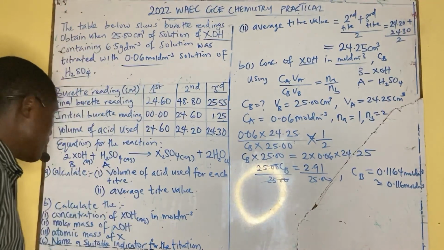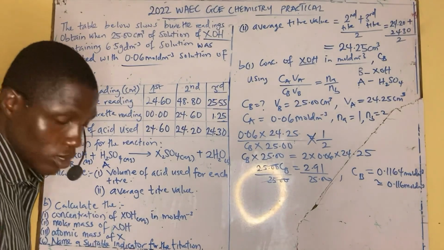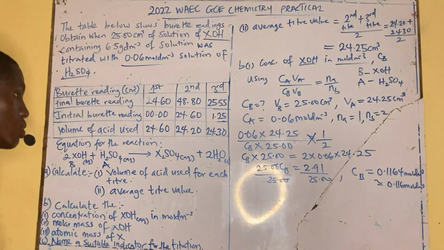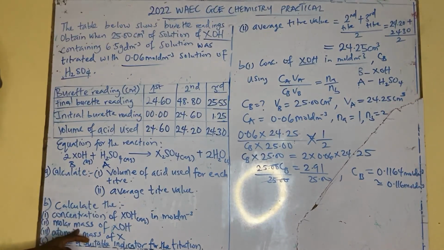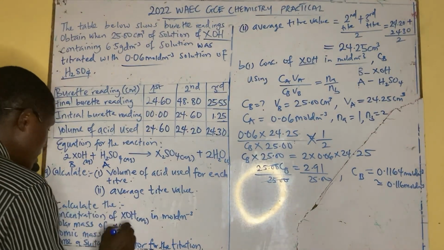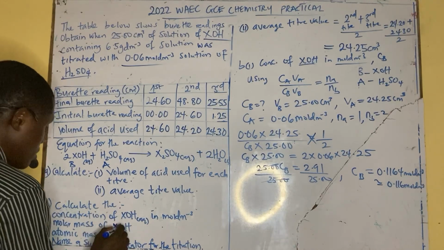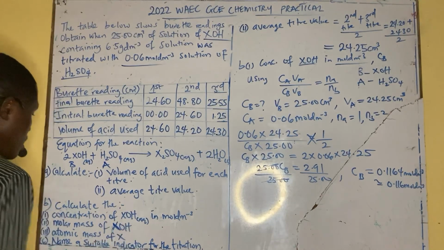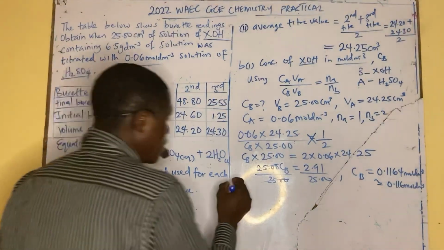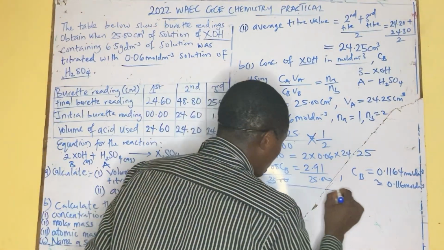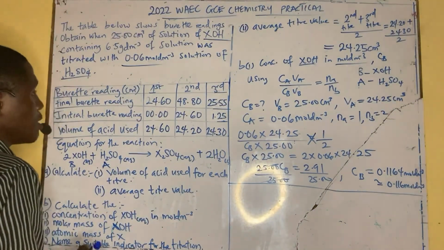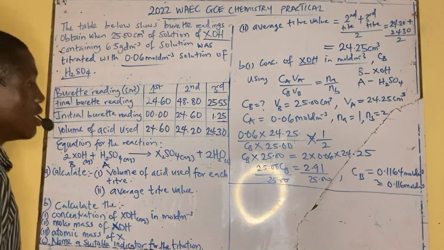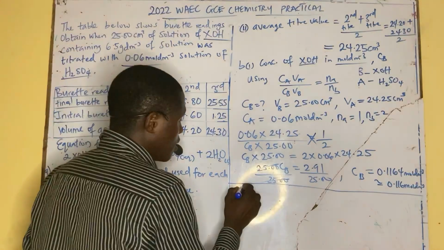Now, what are the next things that we are asked to do? So now, the next thing is to calculate your molar mass of XOH. Now, just let me read this one. Molar mass of XOH.